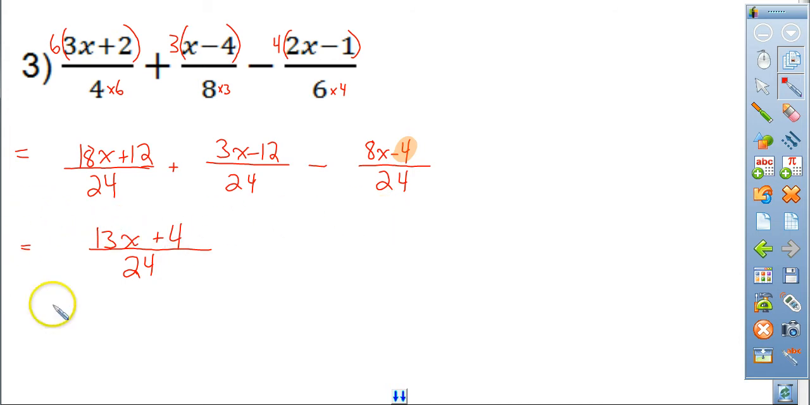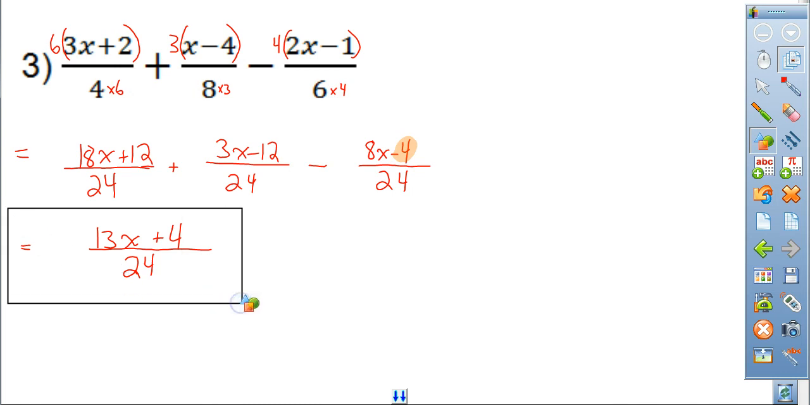Now, looking at my final expression here, I'm going to check to see if it can be simplified, but there's no common factor for the numerator, so I cannot reduce that at all. Now, in terms of restrictions, I only have numbers. I only have 24, 6, 8, and 4 in my denominator, so there's no way that the denominator could ever be 0, and that is my final answer.